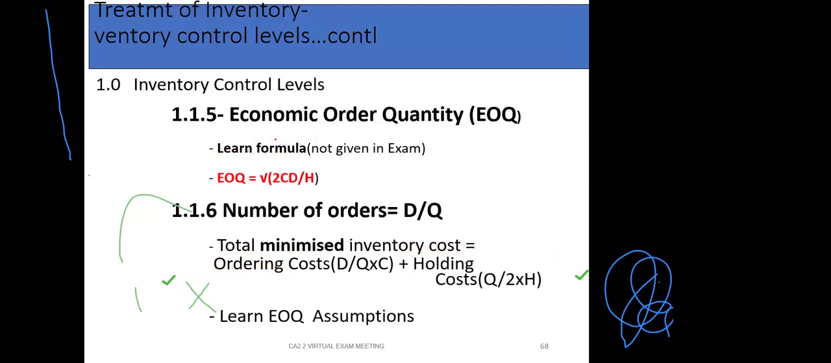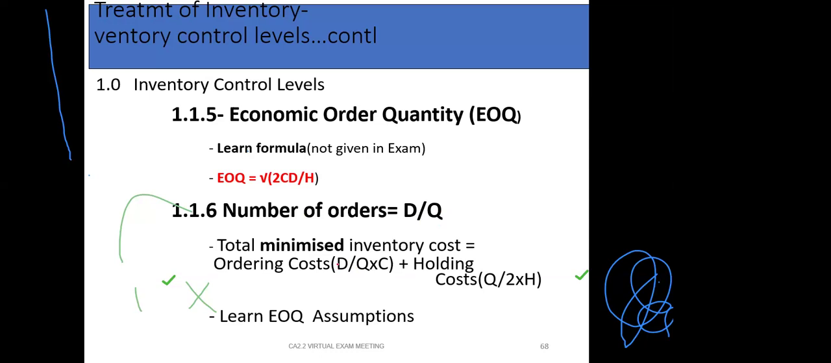Then inventory control levels, economic order quantity, learn the formula. Again, the formula is not given. The EOQ is equal to the square root, everything in brackets, 2CD over H, 2 times the order cost times annual demand divided by H. Number of orders calculation: divide D, annual demand, by the economic order quantity.